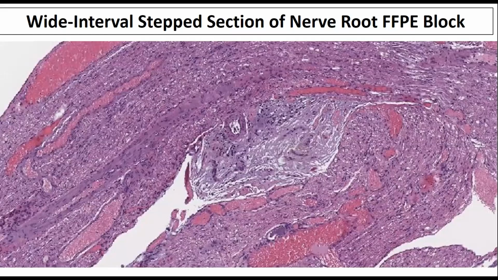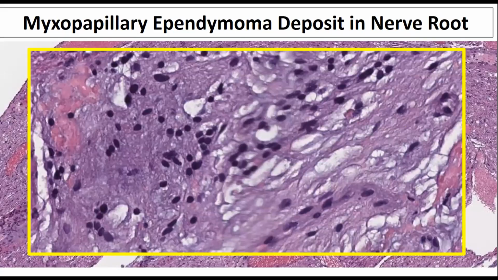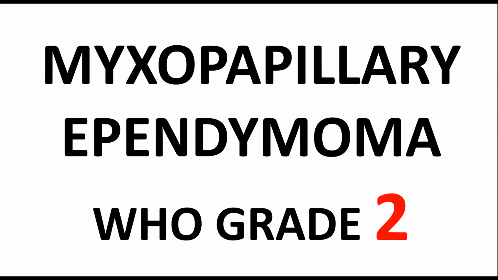So what we do is a wide interval, which means a lot of space, a bunch of microns, in between, deep step sectioning. And here's what we see: unequivocal myxopapillary ependymoma. There are those oval nuclei, a solid substance with the fibrillarity, the myxoid microcyst. Done and done. We have now proved CSF dissemination of the tumor in this particular case. Diagnosis: myxopapillary ependymoma, WHO grade 2. All right, not grade 1, grade 2.